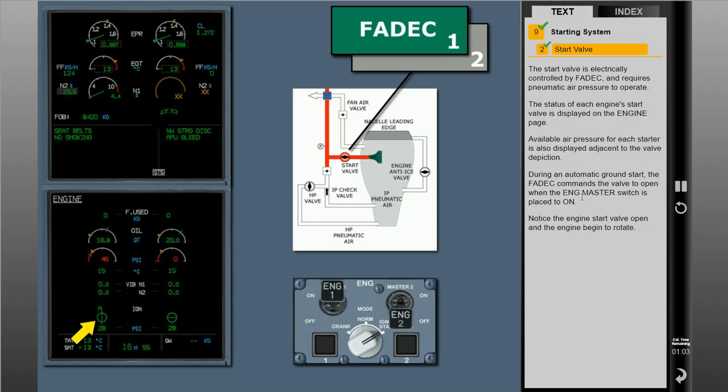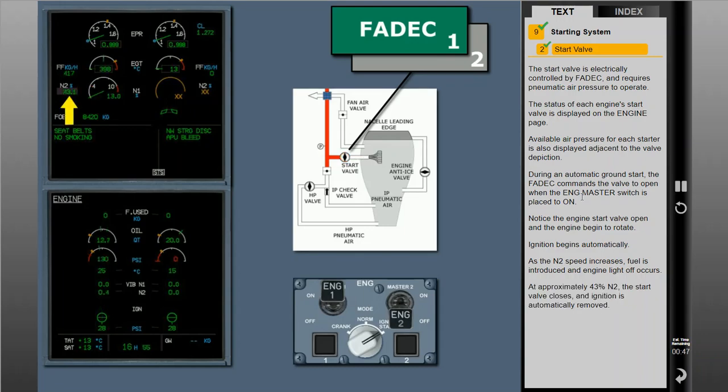Notice the engine start valve open and the engine begin to rotate. Ignition begins automatically. As the N2 speed increases, fuel is introduced and engine light-off occurs. At approximately 43% N2, the start valve closes and ignition is automatically removed. The start is complete when the highlight around the N2 indication is removed.